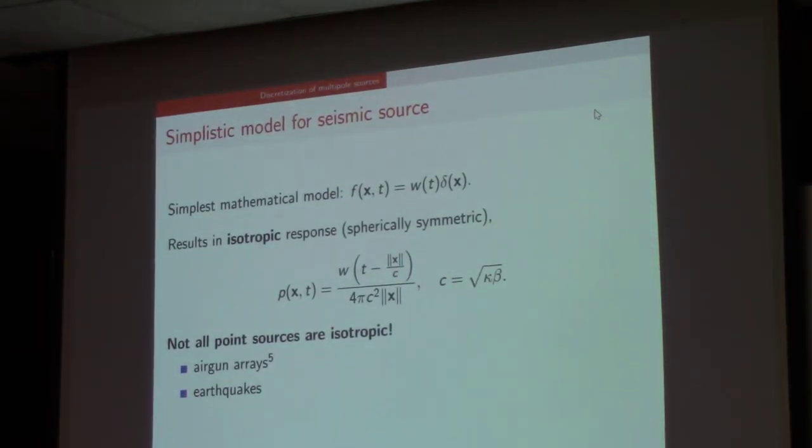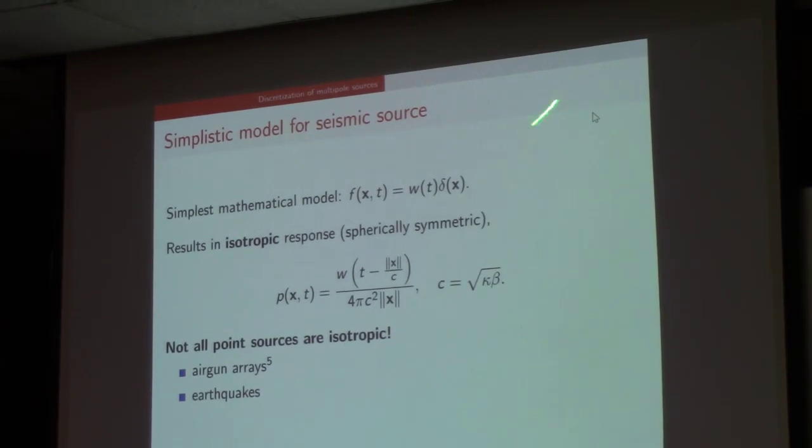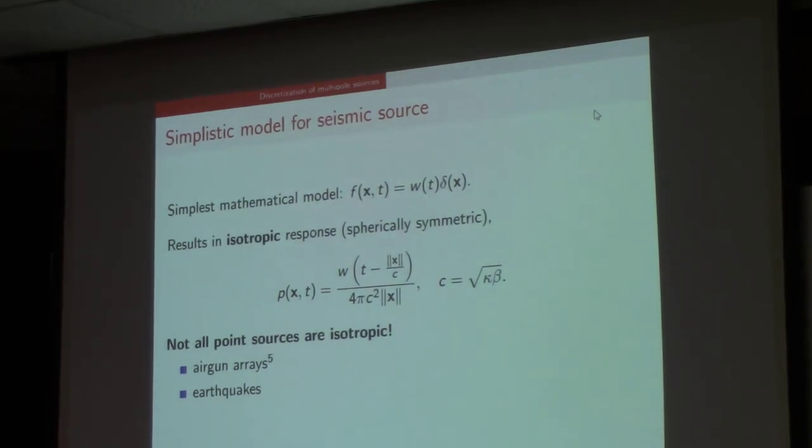The simplest point source one can think of is the delta function in space and some function in time. So you put that onto your wave equation as the right-hand side, and in the simpler case, you could solve for it, and this is the kind of pressure field you get. Notice that as a function of x position, it is spherically symmetric. It only cares about the magnitude of x, it doesn't care about angles. So the resulting response is isotropic, spherically symmetric.